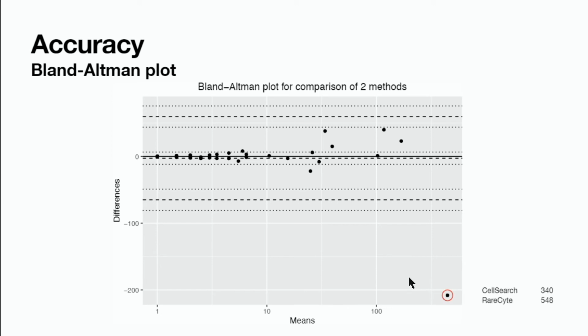So in this case, the CellSearch method found 340 circulating tumor cells, which is a huge number. The RareCyte method got 548 tumor cells. So how is that? That's actually quite a big, significant difference. From a clinical standpoint, it's not a clinically significant difference because it's a huge number of cells, unfortunately, for this patient. But from an analytical standpoint, we wanted to sort of understand that.